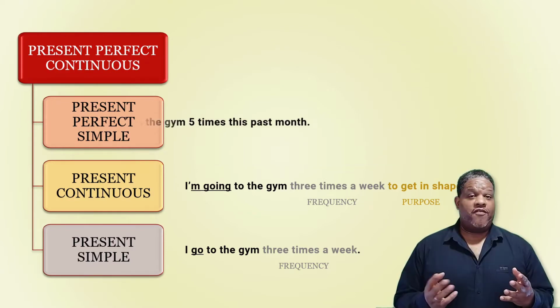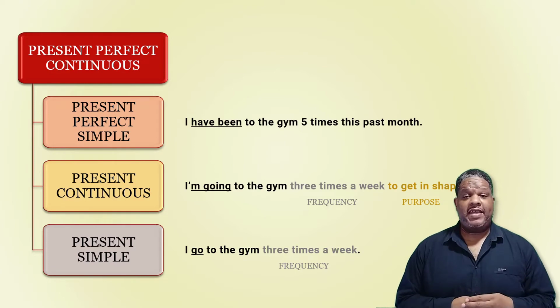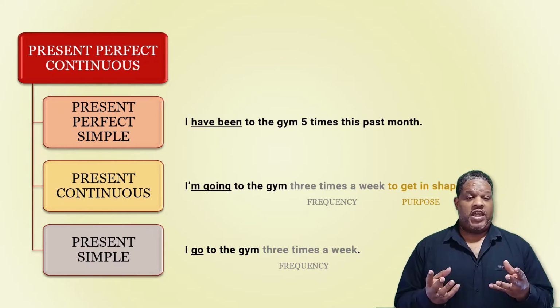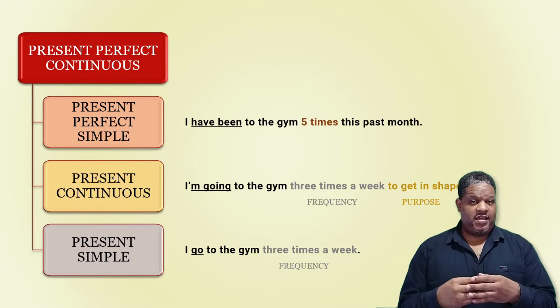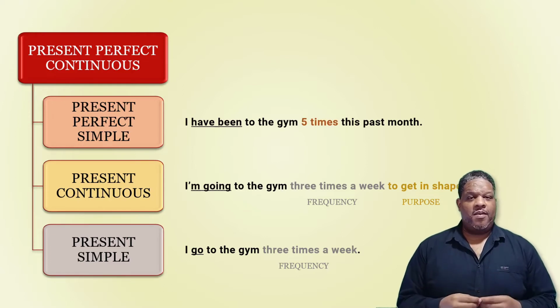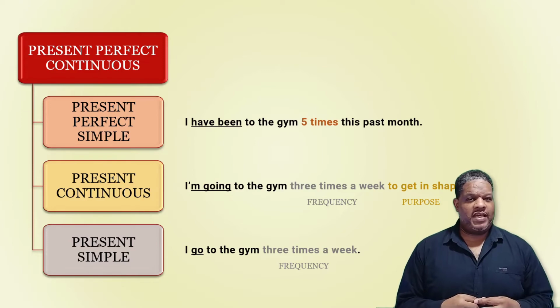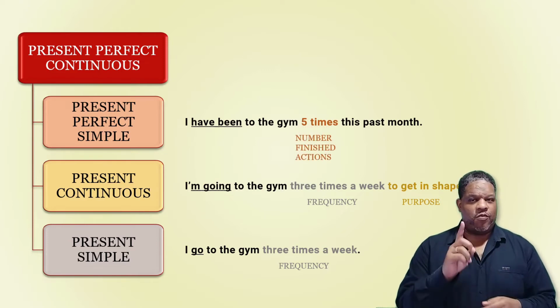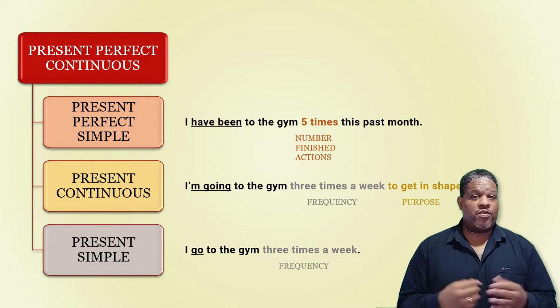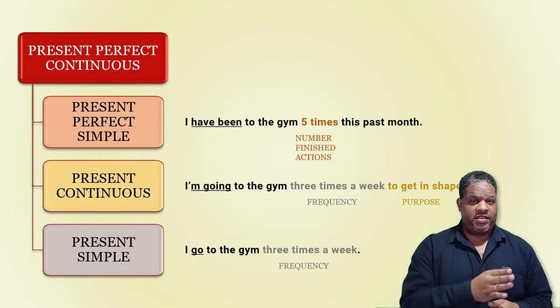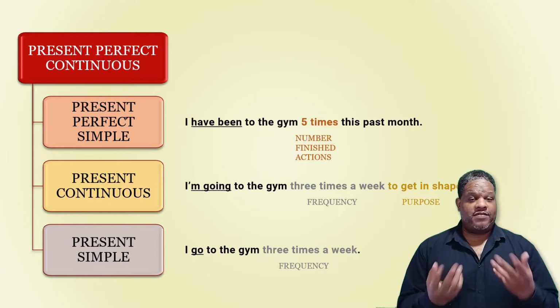Well, so far I've been to the gym every day this month. Now, what's changed? You can see that we have some form of repetition or frequency every day, but that repetition, what it's really telling you isn't the frequency, it's telling you the number. Let's say, for example, it's October 5th. Well, every day would be all 5 days of the month.